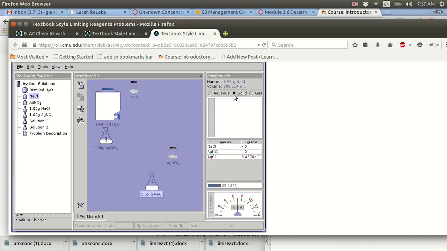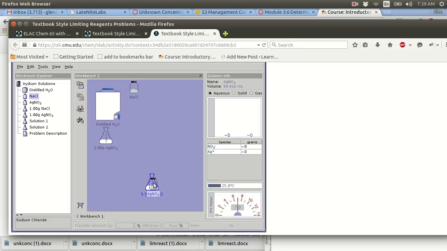If I click on solid, I can see all the solids. I made this solid here. I made 0.8 grams of this solid. Okay? Go back to the aqueous. You can see I have 0.3650 grams of NO3 minus ions in here. Watch me add some more.